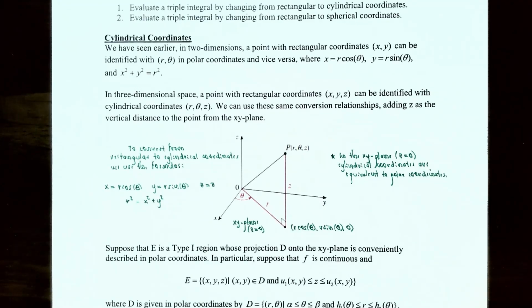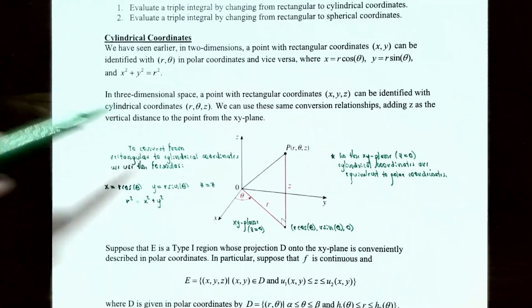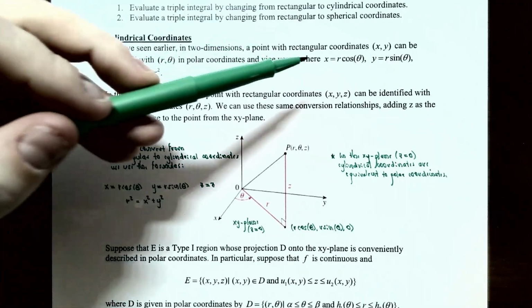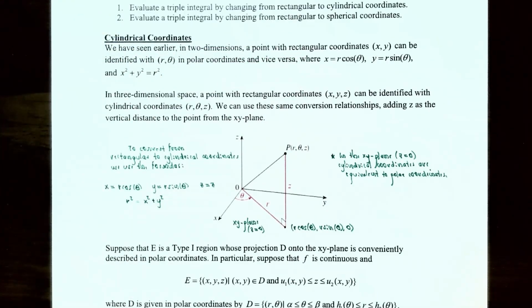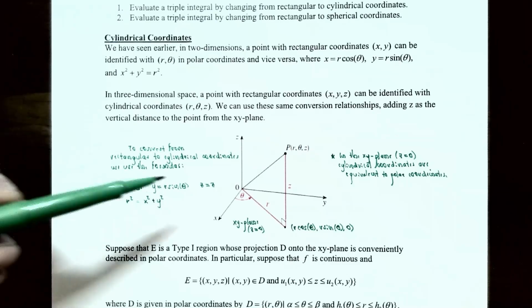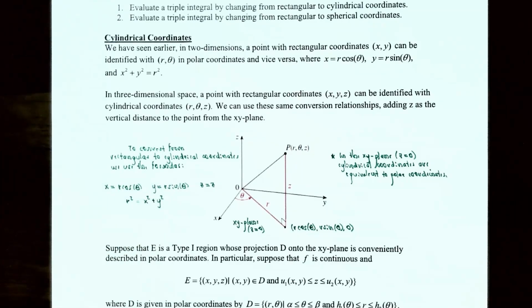In three-dimensional space, for a point with rectangular coordinates x, y, z, you can identify the equivalent cylindrical coordinates as r, theta, z. We can use these same conversion relationships for x and y, and also x squared plus y squared is r squared, and then z represents the vertical distance to the point from the xy plane. So remember, if you want to convert from rectangular coordinates to cylindrical coordinates, you use these formulas. x is equal to r times cosine theta, y is equal to r times sine theta, and you let the z coordinate just stay the z coordinate. And then x squared plus y squared converts to r squared.